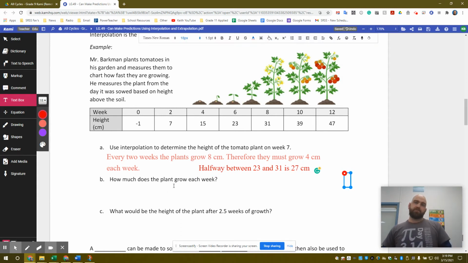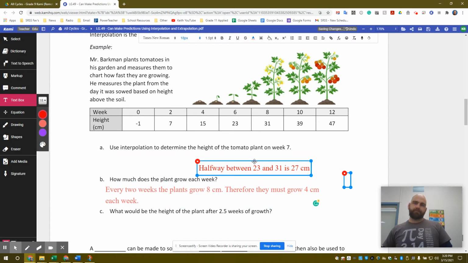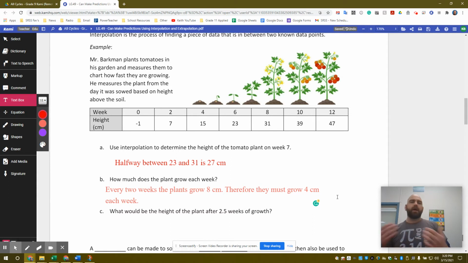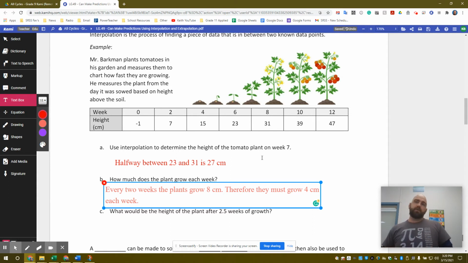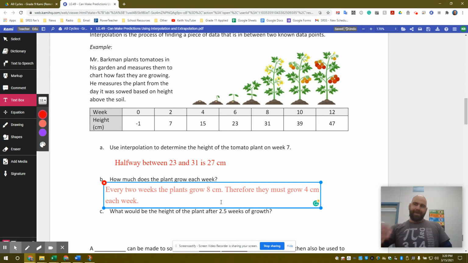Again, how much does the plant grow each week? Well, we kind of already found that right here. Every 2 weeks the plants grow 8 centimeters. Therefore, it's got to be 4 centimeters each week because we just divide it by 2, right? If I gave this every 6 weeks, we'd have to take the difference and divide it by 6. That would be part of figuring out, again, in a linear equation or in a pattern, how much it is going each time.